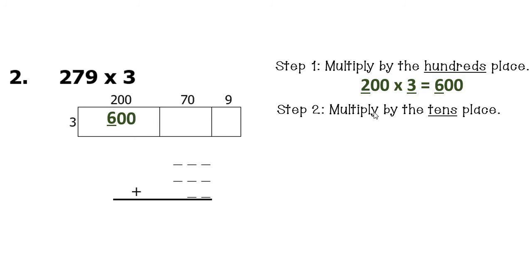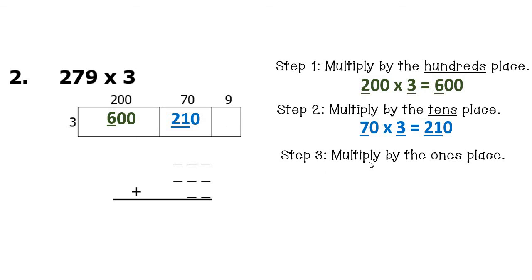Our second step will be to multiply by the tens place. That's 70 times 3. So we would solve 7 times 3 is 21, and then we add a 0 at the end for the tens place. 70 times 3 is 210.